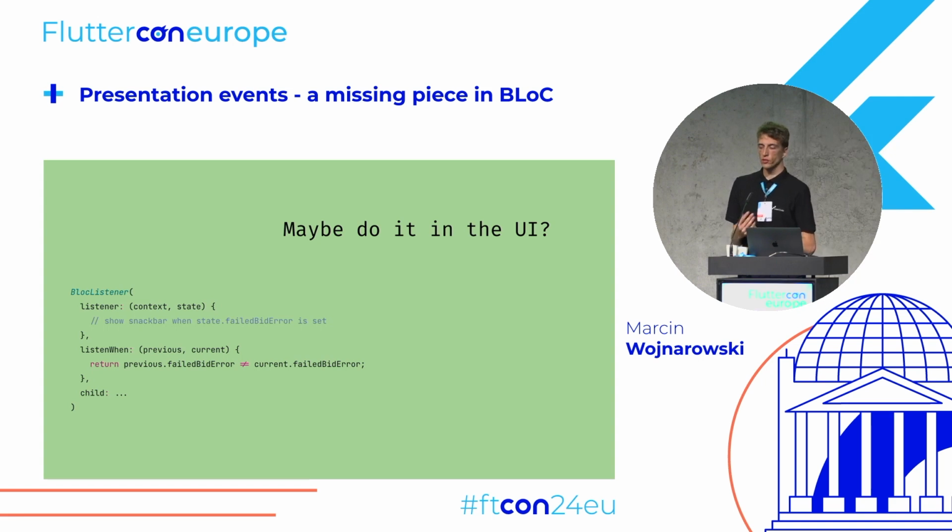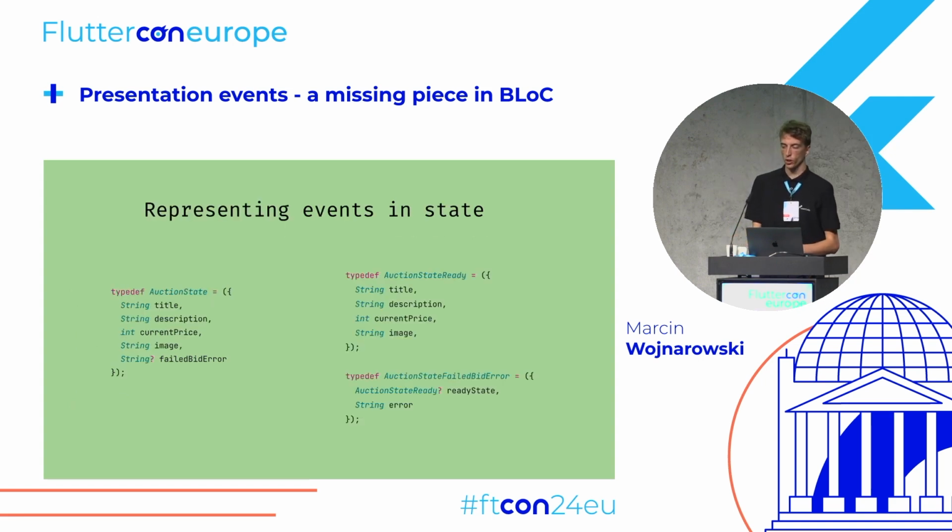And what's even worse is that if we go back, and if we want to emit the state of failed bit error with the exact same message, we cannot do that. Because in BLoCs, the default way to compare state is to use equality. So if two states are equal, it will not emit a new state. So you are completely unable to emit the same state twice, even though you would like to show the same error twice in a row.